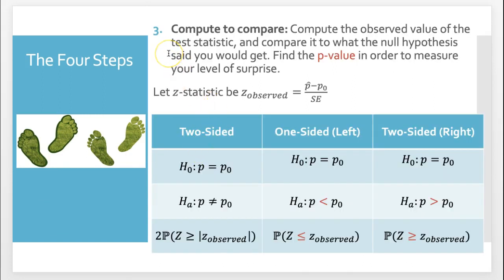So as far as compute to compare, we're going to compute what we call a test statistic, which we saw before, or we call it Z observed. Right, so really this is the difference between our real world and the null hypothesis world, and we compare this difference in terms of standard error, right? So this is really the expected difference we should see between a sample proportion and the null hypothesis proportion, right?